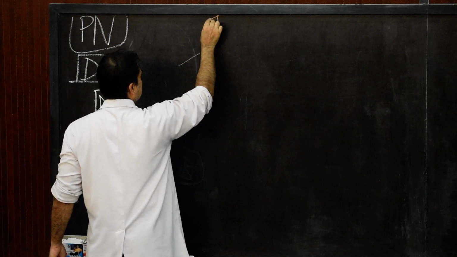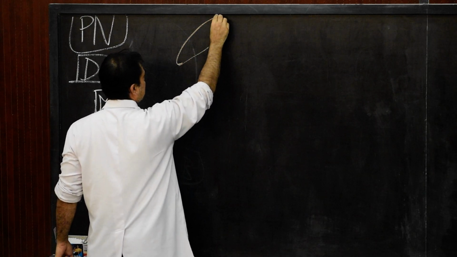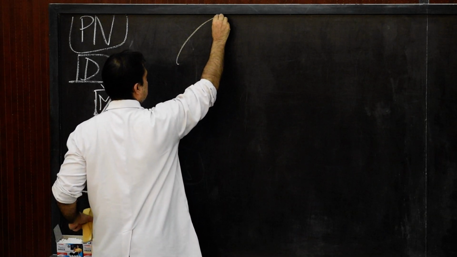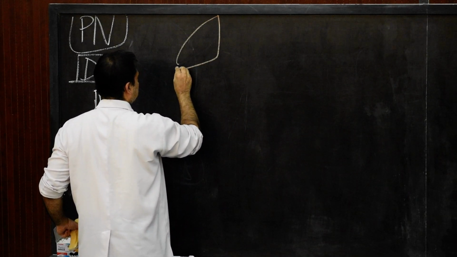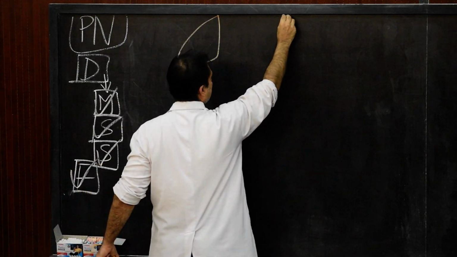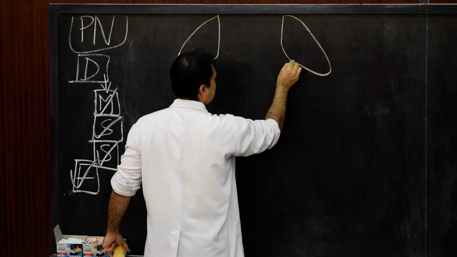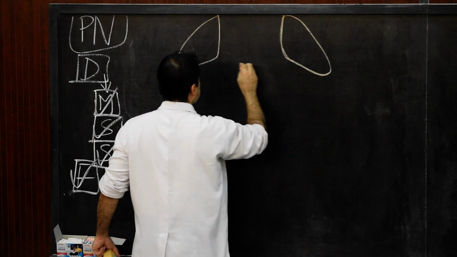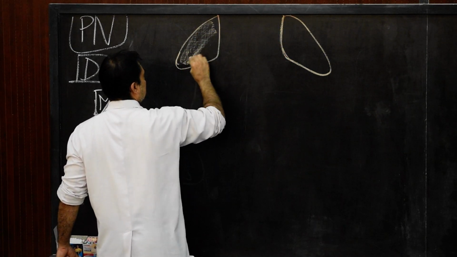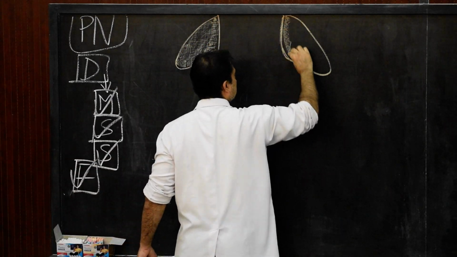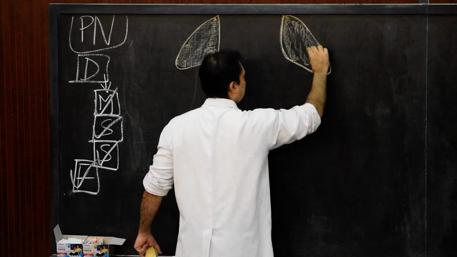Let us draw this as the scalenus anterior muscle. We show the scalenus anterior muscle of one side, and we show that it is triangular. In the same way over here, we show the scalenus anterior muscle of the other side, and it is triangular. So these are the two scalenus anterior muscles, right and left side.